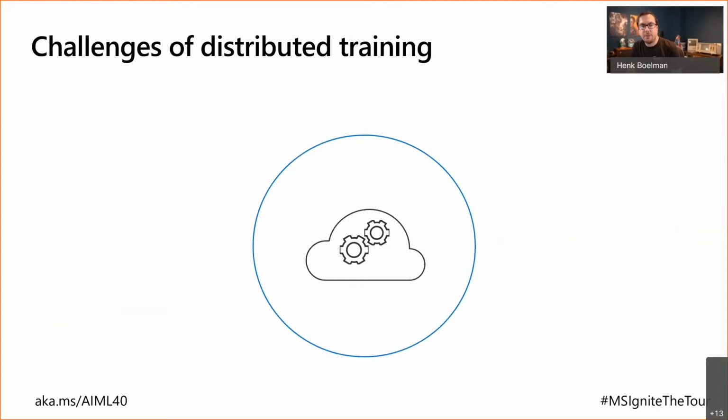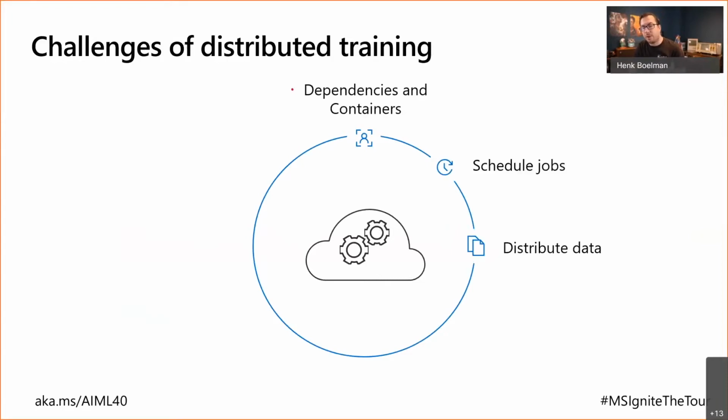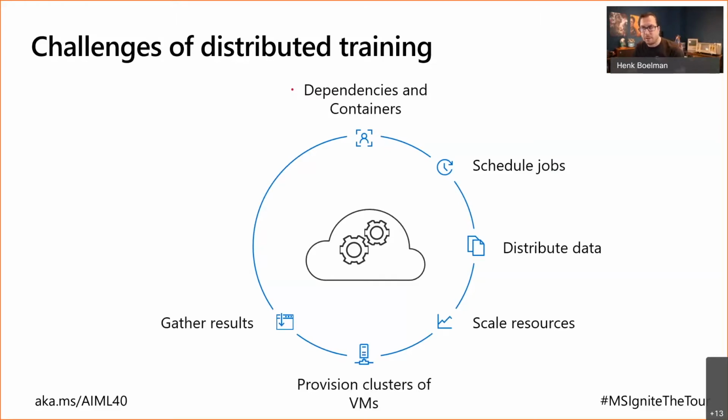And with distributed training, there are a lot of challenges we need to manage. So of course, there are a lot of dependencies and containers. We need to be able to schedule jobs, distribute data. We need to be able to scale in and out our resources, because we don't want to pay for resources we don't use. We want to find a way to provision our clusters and virtual machines, centralize and store our results. Of course, it needs to be secure.